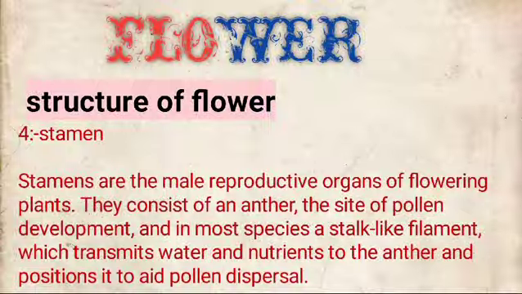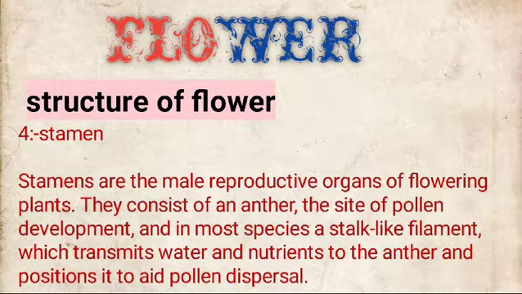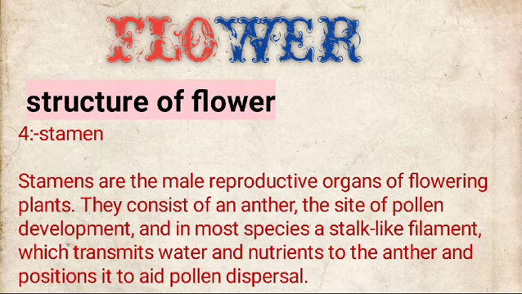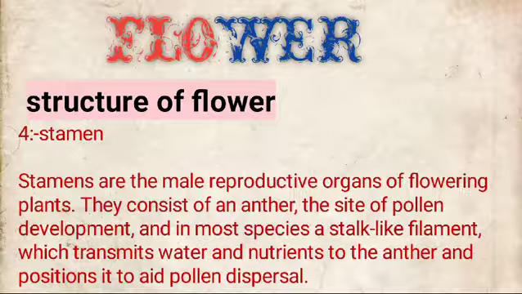Number 4 is stamen. Stamens are the male reproductive organs of the flowering plant. They consist of an anther, the site of the pollen development, and in most species, a stalk-like filament which transmits the water and nutrients to the anther and positions it to lead the pollen dispersal.